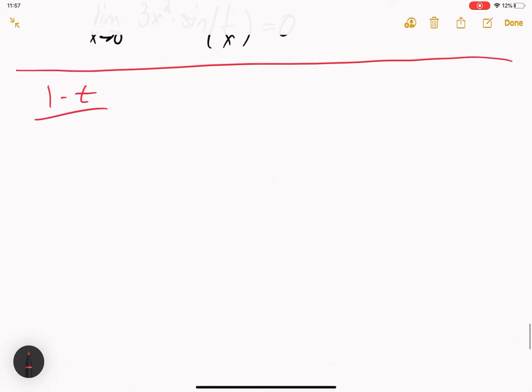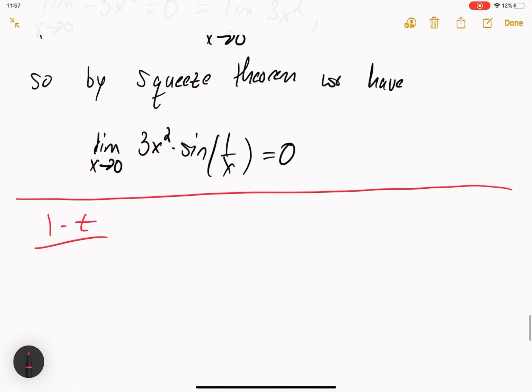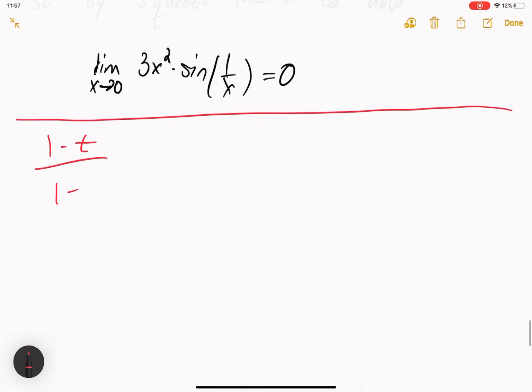Okay, so we have 1 minus t divided by 1 minus square root of t. And again, if you want to say the limit as t goes to 1, clearly you get 0 divided by 0, which is indeterminate form. So we need to find a way to write that nicer.